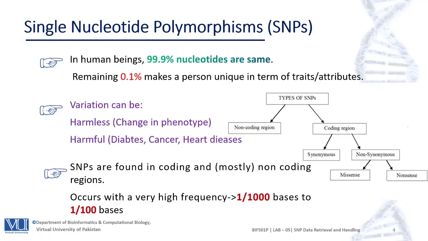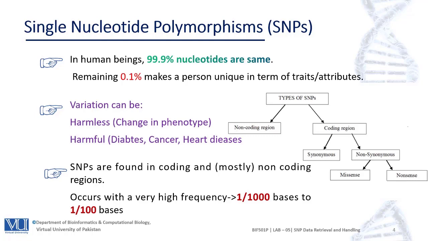Synonymous SNPs, also known as silent SNPs, are single nucleotide polymorphisms that occur within the coding region of a gene that do not result in an amino acid change in the protein sequence. These SNPs typically occur in the third position of a codon, which is known as the wobble position. Non-synonymous SNPs are further divided into missense and nonsense SNPs.